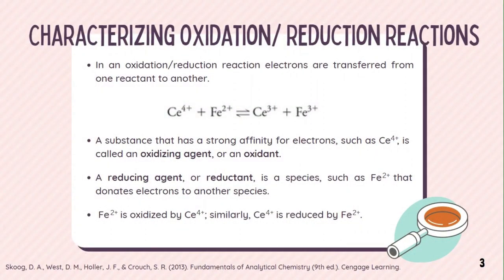One of the examples is the oxidation of iron 2 ions by cerium 4 ions. The reaction is described by the equation you can see on your screens. In this reaction, an electron is transferred from Fe2+ to Ce4+ to form Ce3+ and Fe3+ ions. A substance that is said to have strong affinity for electrons, such as in this case the cerium 4+, is called the oxidizing agent or an oxidant. On the other hand, a reducing agent or reductant is a species that donates an electron to another species. In this case, our reductant is the Fe2+. To fully describe the chemical behavior of this equation, we can say that Fe2+ is oxidized by Ce4+, and likewise, Ce4+ is reduced by Fe2+.